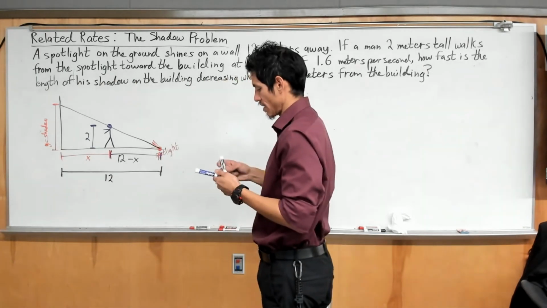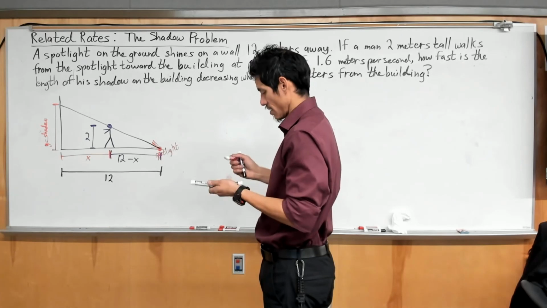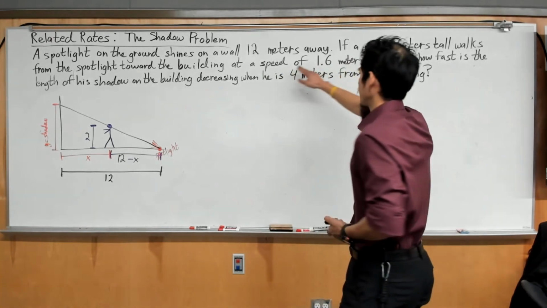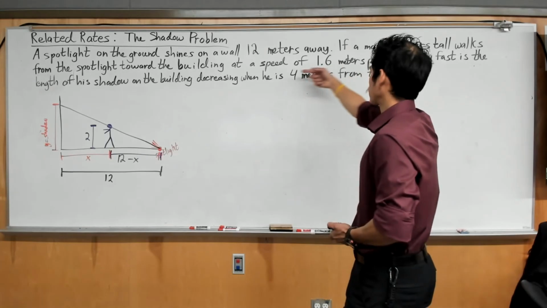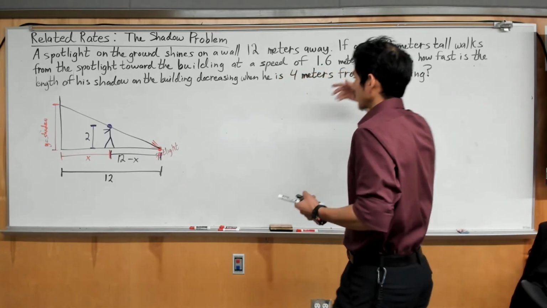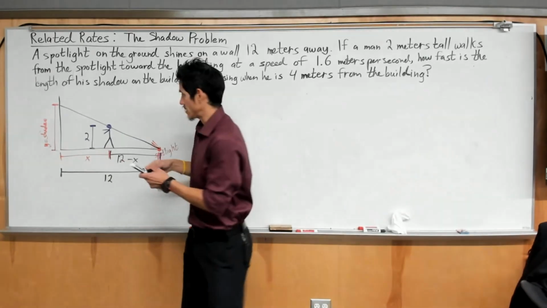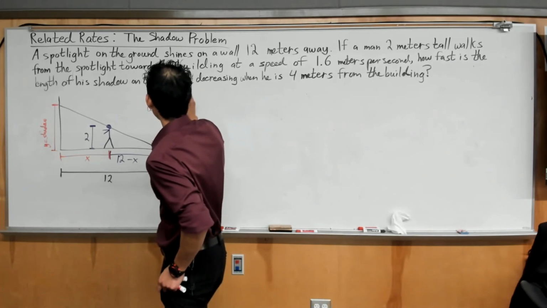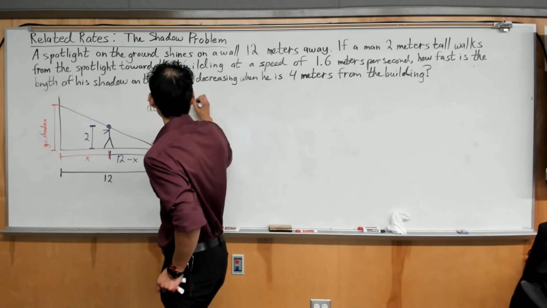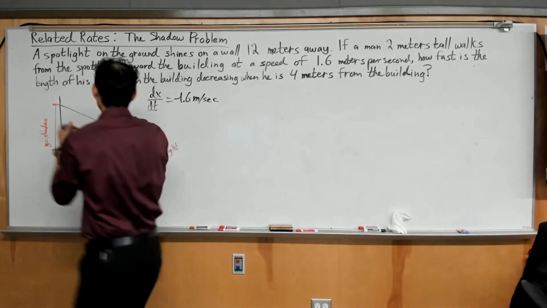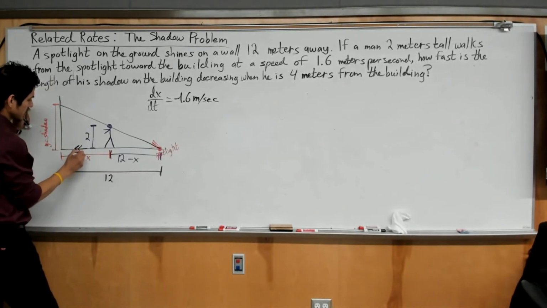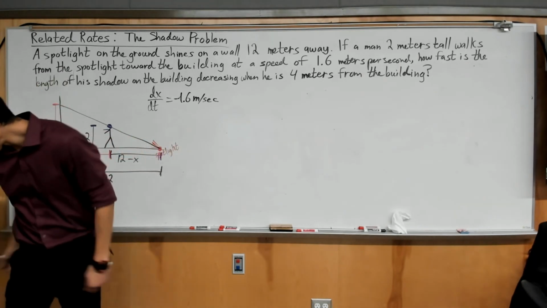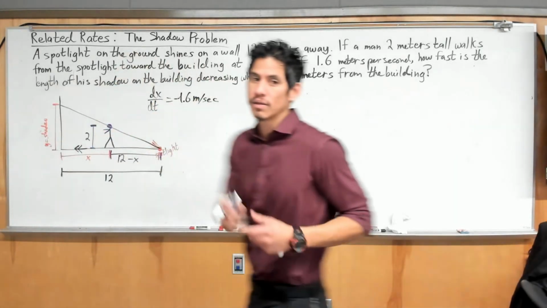All right, so we got some math going on here, and we need to figure out the answer to this question. We're told that he's going towards the building at a speed of 1.6 meters per second. So dx/dt is equal to negative 1.6 meters per second, because he's moving to the left. To the right, x is positive. To the left, x is negative.